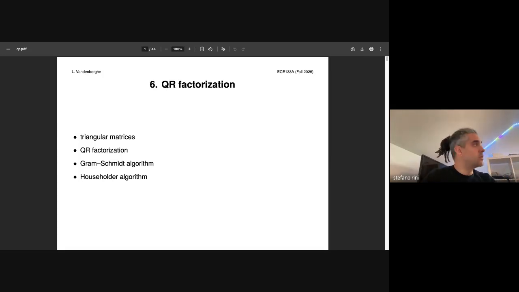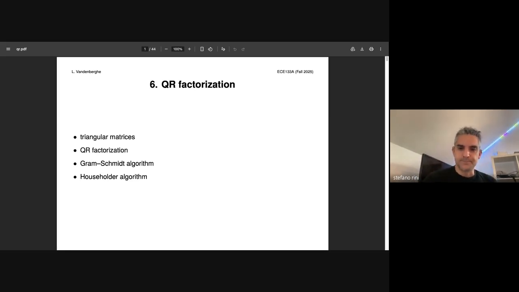Okay, so we close with this. Next time we're going to continue with SVD. So triangular matrices. A matrix is lower triangular if all the elements above the diagonal are 0. You flip, you get the upper triangular matrix, no problem.